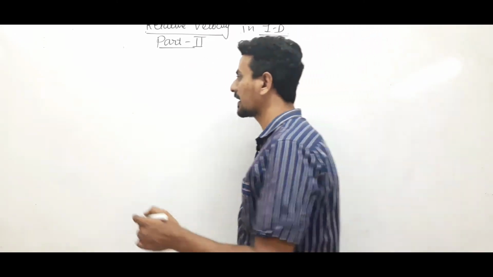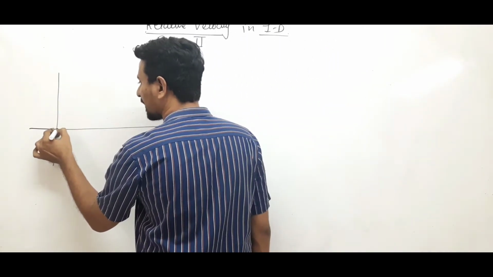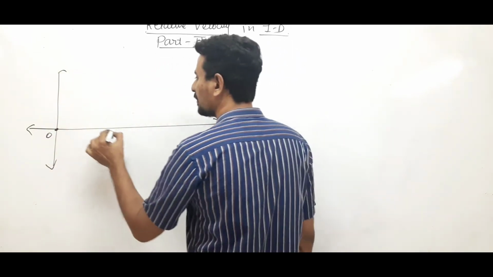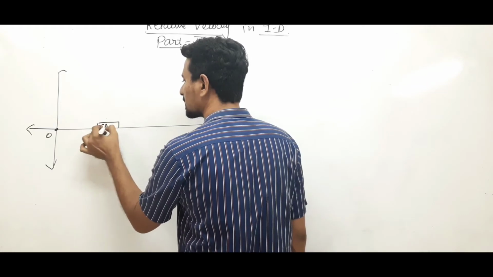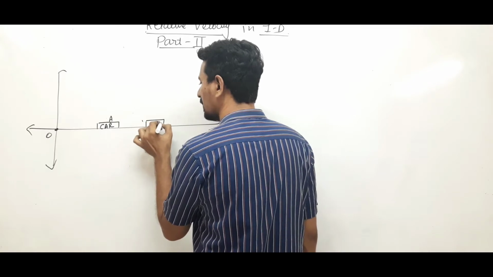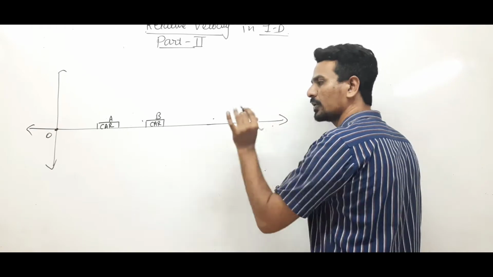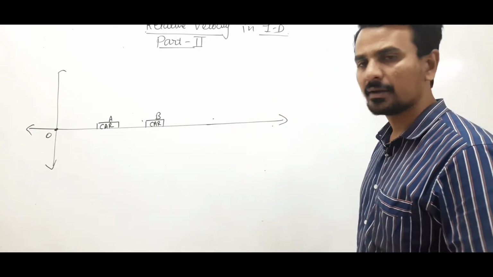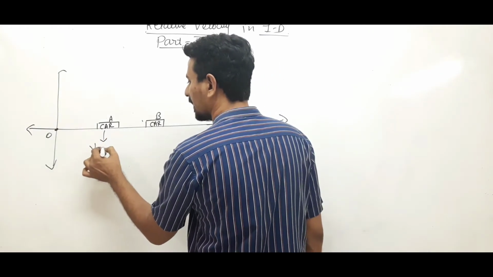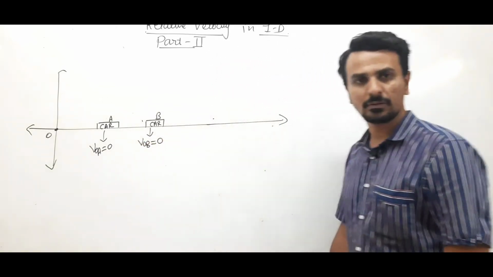Okay, so we will consider one situation. This is the reference point, origin. At t equals 0, there are two cars, car A and car B, where car B is ahead of car A. Both are at rest. That means the initial velocity of car A is 0. Initial velocity of car B is also 0.